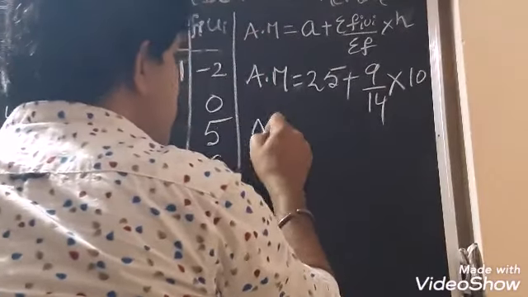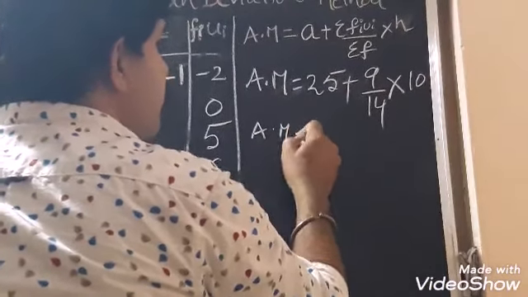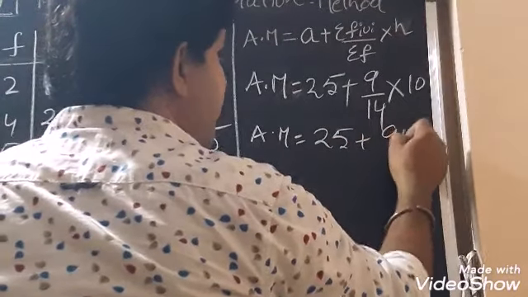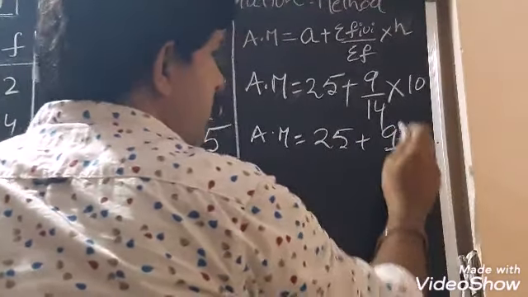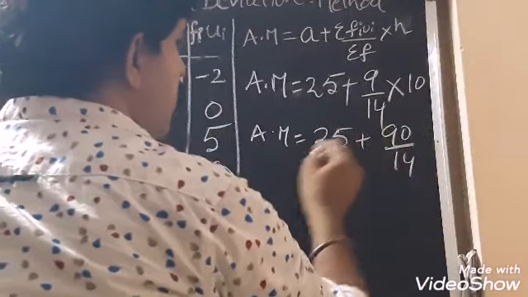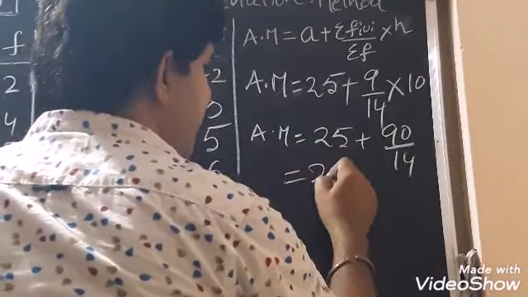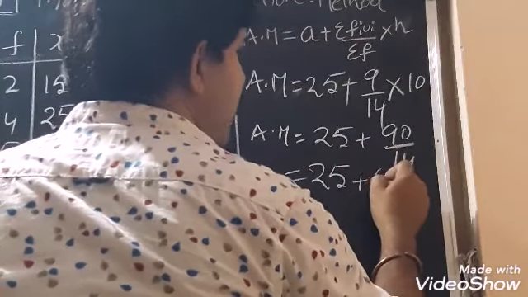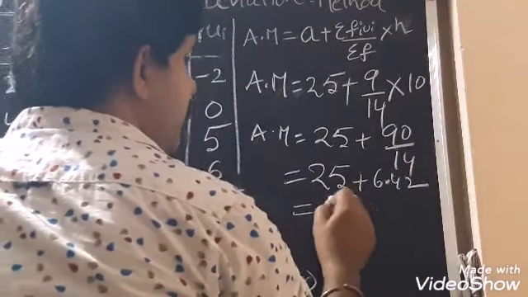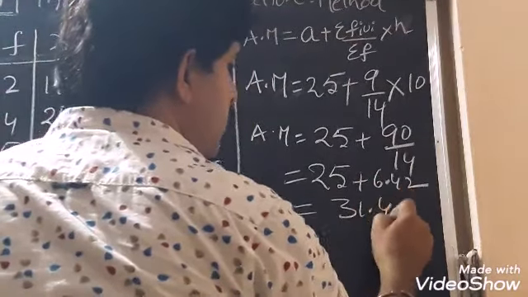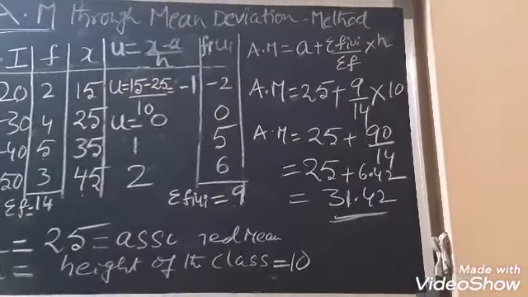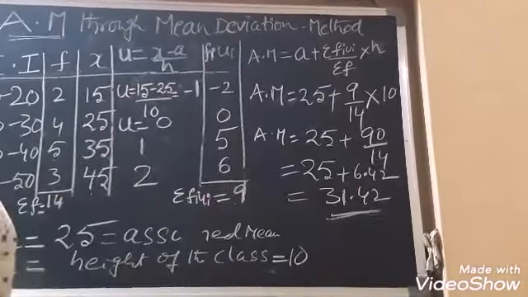So AM is equal to 25 plus 90 by 14. So 90 by 14 means 6.4. Okay. This is nothing but 25 plus 6.42 approximately, that is 31.42. Okay, AM is equal to 31.42.